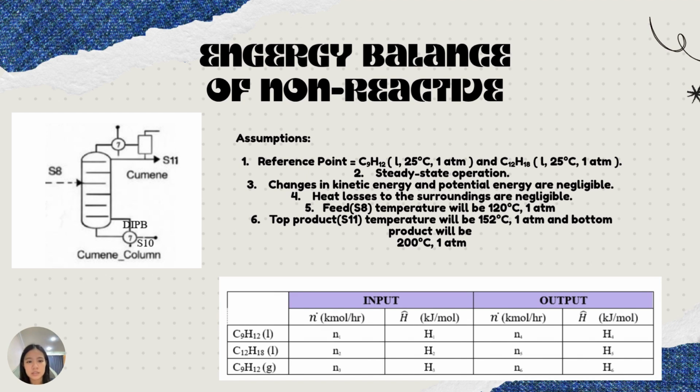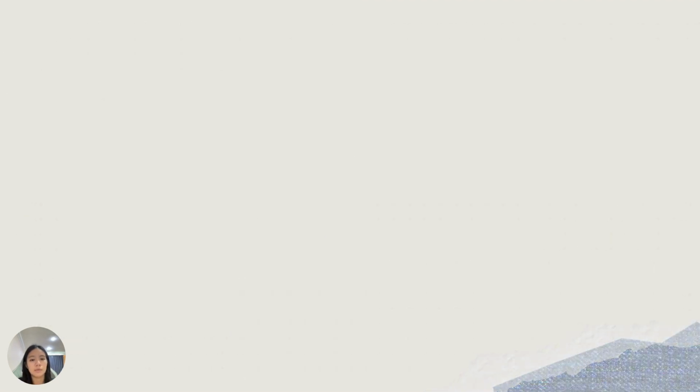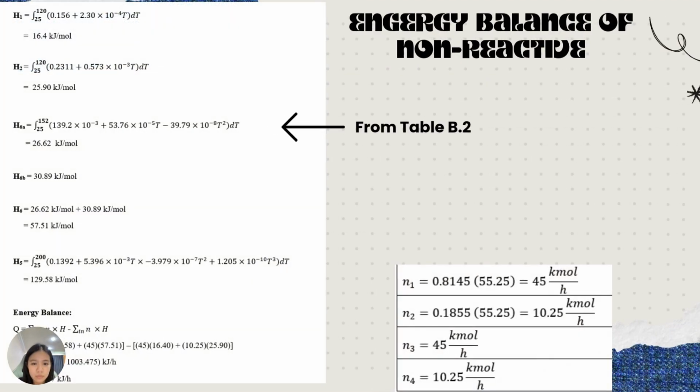Moving on to the energy balance, for a non-reactive system, the reference point of C9H12 and C12H18 is at liquid state, 25 degrees Celsius and 1 atm. S8 will be at 120 degrees Celsius at 1 atm, S11 152 degrees at 1 atm, S10 200 degrees Celsius at 1 atm. For the energy balance, we use data from table B2, so our total Q is equal to 2,912.67 kilojoules per hour.